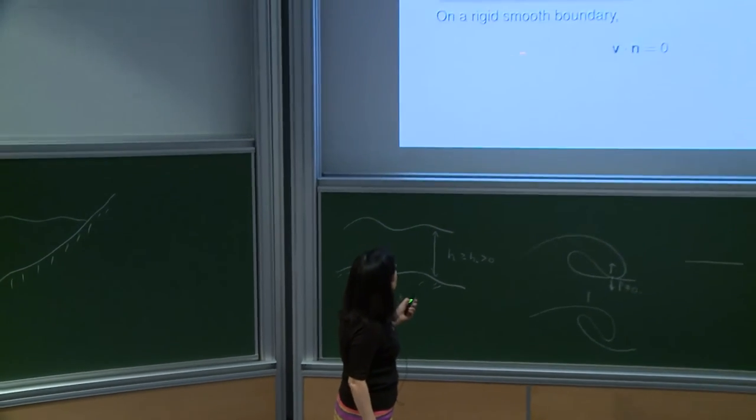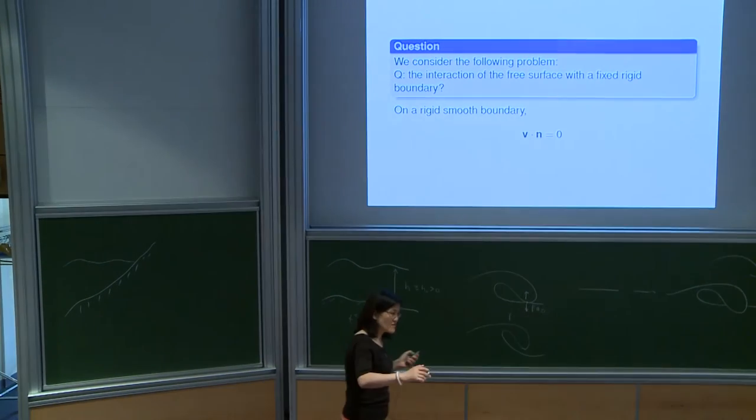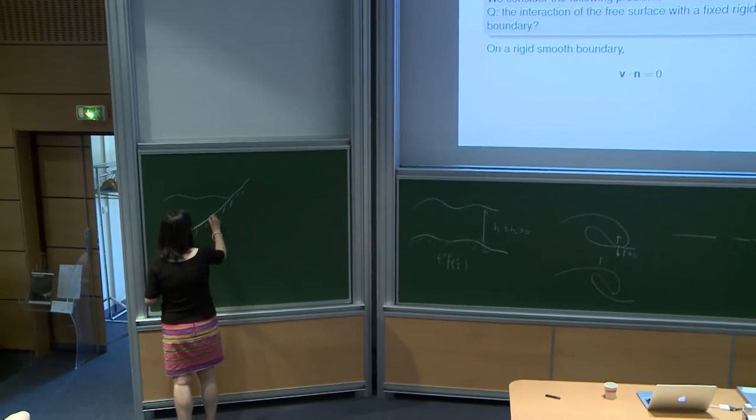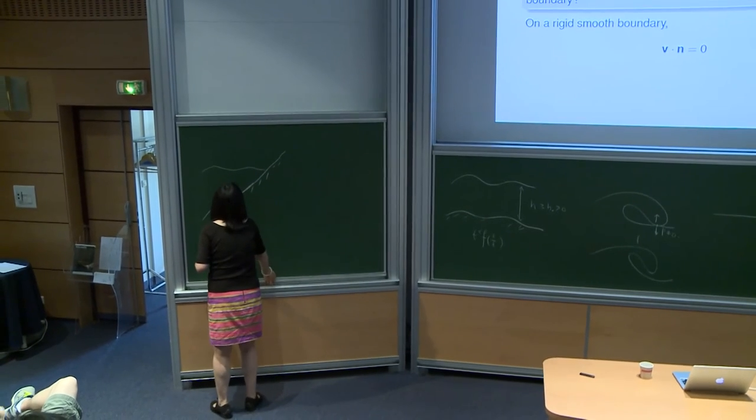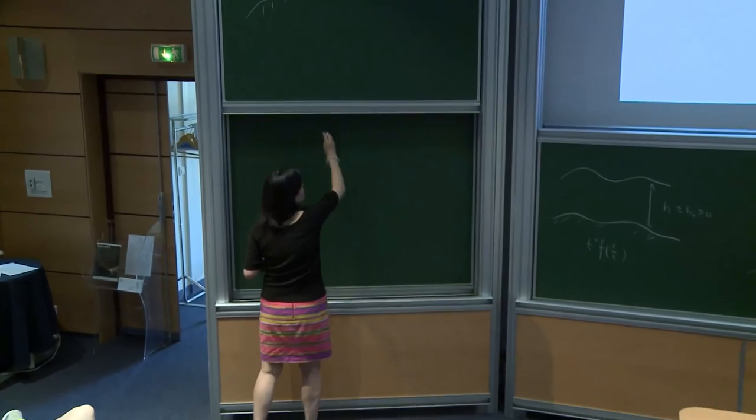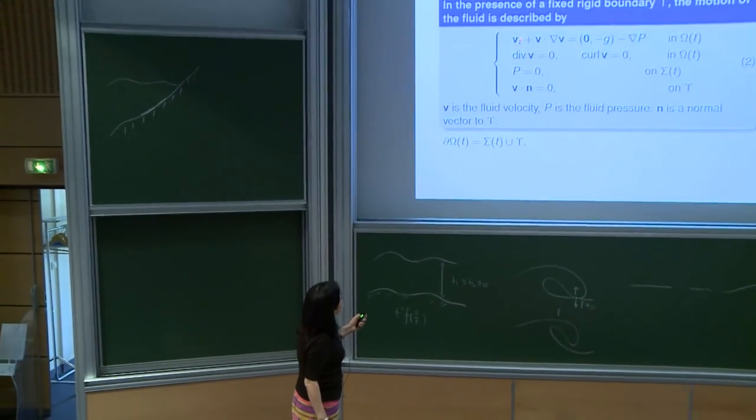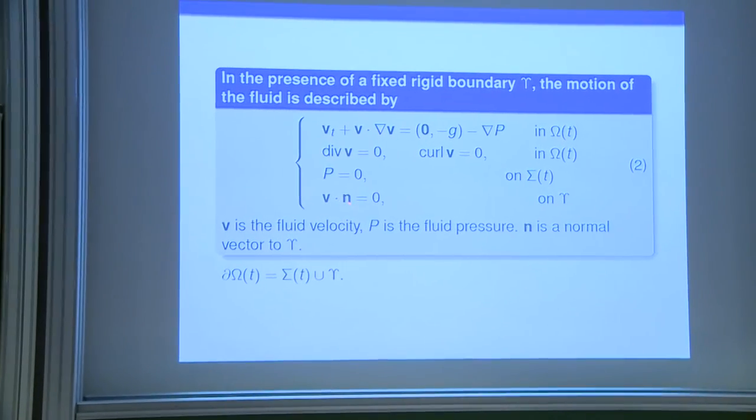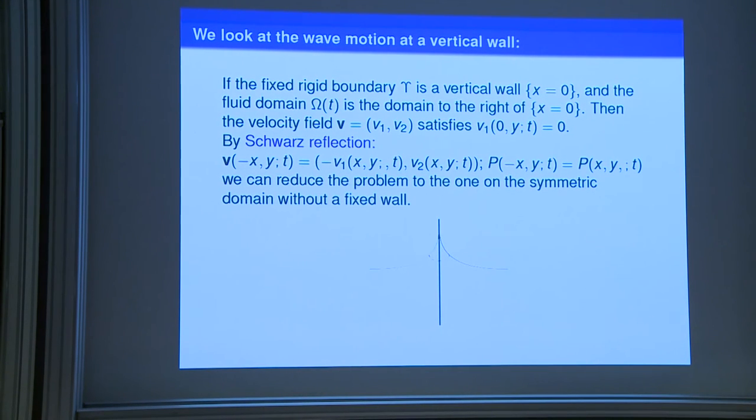On a rigid, smooth boundary, you would have to assume V dot n equals zero. That means the fluid particles only slide along the boundary. This is a difficult situation to understand, but there's one particular situation, and this is the equation that you want to write down: the same equation plus this boundary condition. There is a particular simple situation that we can understand.